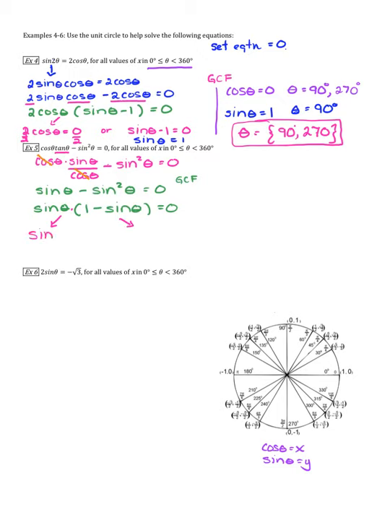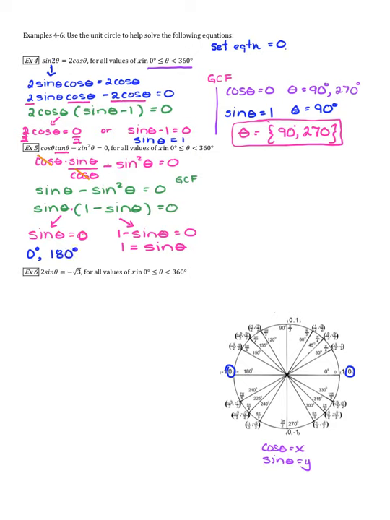So where does sine theta equal 0? And where does 1 minus sine theta equal 0? Which is kind of like asking where does sine theta equal 1? All right, so we have two different things we're looking for. So where does sine theta equal 0? Again, that's the y values. So I see a 0 here, and I see a 0 here for the y values. So that would be at 0 degrees and at 180 degrees.